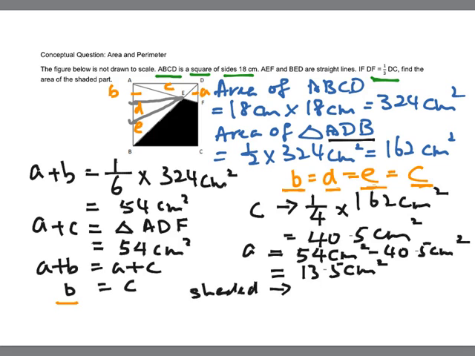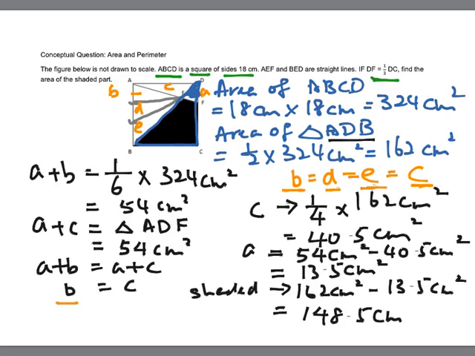Therefore, the shaded part would be the triangle BCD, this whole big triangle BCD, minus this area of A, and I get the answer. Triangle BCD is just half of the square, which we found out was 162 square centimeters, minus the part A, which is 13.5 square centimeters. So the answer is 148.5 square centimeters, and this is the answer for this conceptual question.